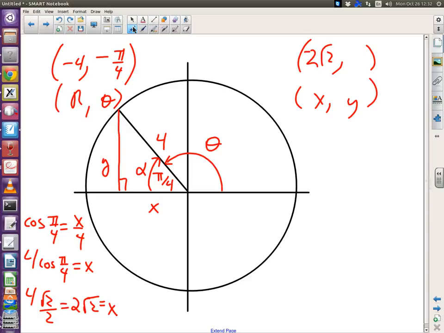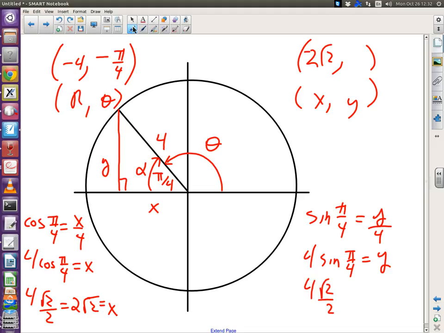All right, what about y? Well, the sine of the angle, which is pi over 4, is y over the hypotenuse, y over 4. So cross multiply if you must, or multiply by 4. And you get the same thing, don't you? Happens to be the same. But it's positive because we're in the second quadrant. Okay? So worry about the quadrants when you're done.